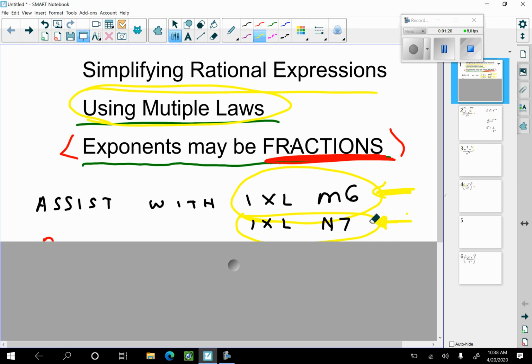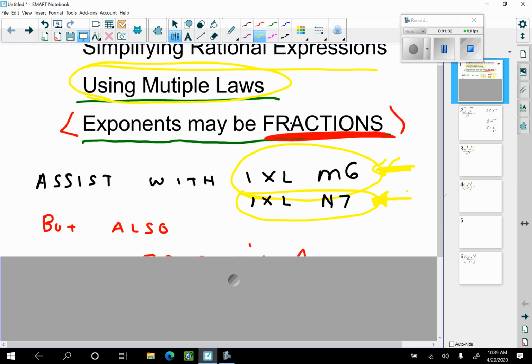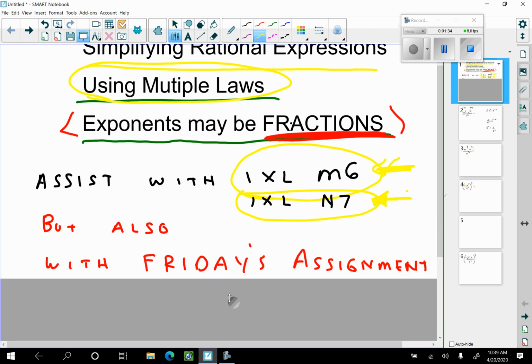I am going to show some examples for N7, and most of the examples today will be for M6. Friday we're going to have an assignment with problems from both of these. It will be a PDF assignment where you take a picture of your work and submit it. This assignment may or may not be a quiz. Read the agenda very carefully.